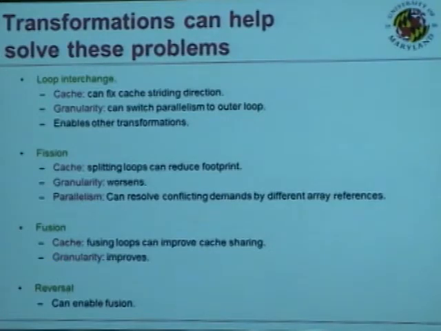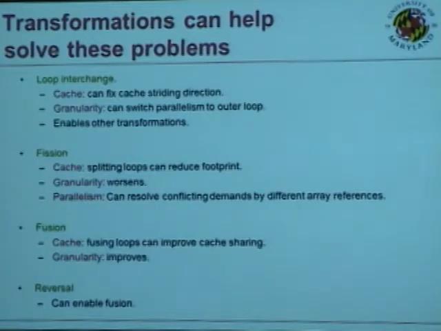Loop reversal, what does this do? It just goes, instead of from 1 to 100, it goes from 100 to 1. Why is that a good idea? Not by itself, it doesn't do anything by itself. But it may make fusion legal, because in order to fuse two loops, the iterations have to look the same. So if you've got one of them going from 1 to 100, the other one going 100 to 1, you can't fuse them unless you reverse the second, and then fuse. So this is an enabling transformation.